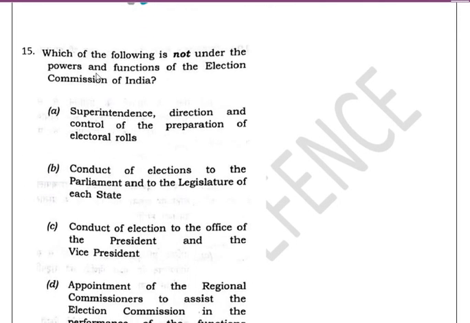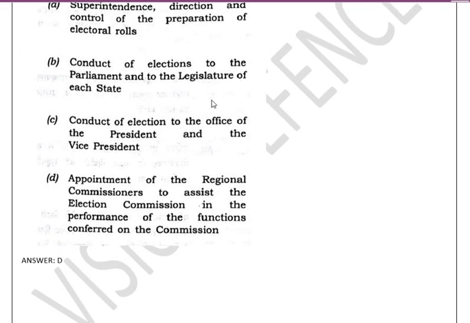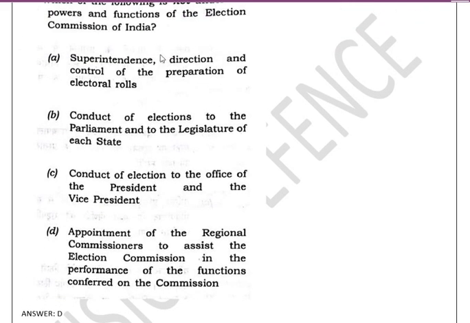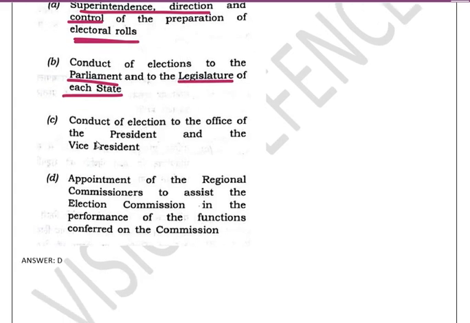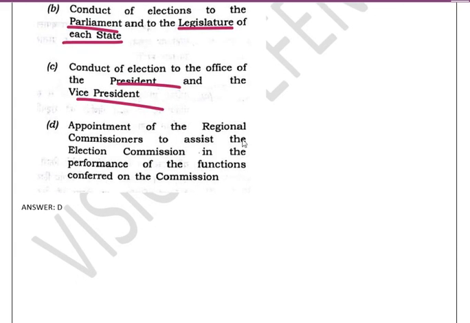15. Which of the following is not under the powers and functions of Election Commission of India? So this is also a direct question from Election Commission of India. See, with respect to superintendence, direction and control of electoral vote, it is the Election Commission of India. So this is correct. Conduct of elections to the Parliament and to the legislature of each state. Yes, with respect to MP election and MLA's election, only the Election Commission of India takes over. Conduct of election to the House of President and Vice President. Yes, this is also true. Appointment of regional commissioners. Okay, so this is not the right answer. With respect to regional commissioners, they don't appoint. So answer is D.